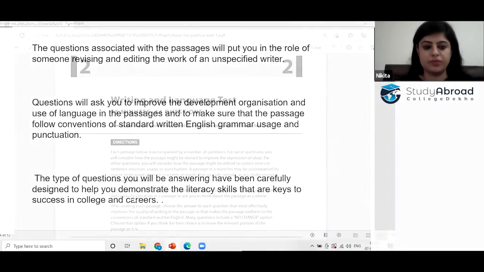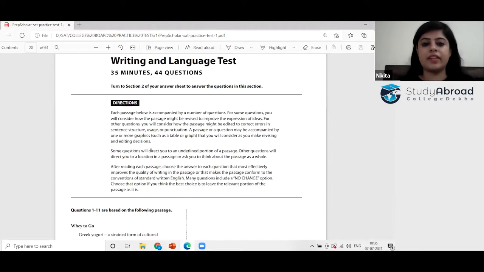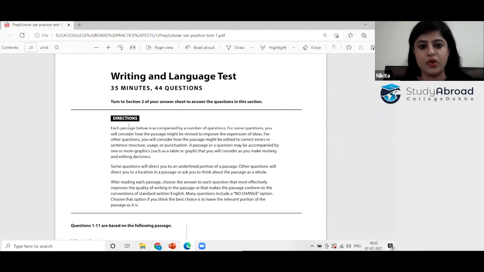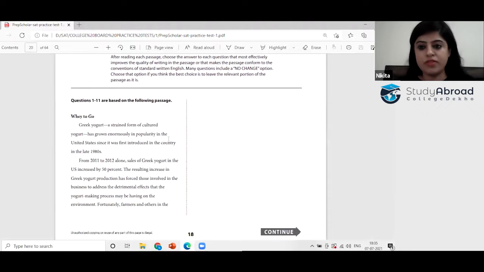Let's have a look. This is what your question paper is going to look like. Writing and language test, 35 minutes, 44 questions. 4 passages, 11 questions per passage. It is going to be written just like this. Questions 1 to 11 are based on the following passage, and you are going to see this heading in bold that is related to the passage. Here it is: Way to Go.